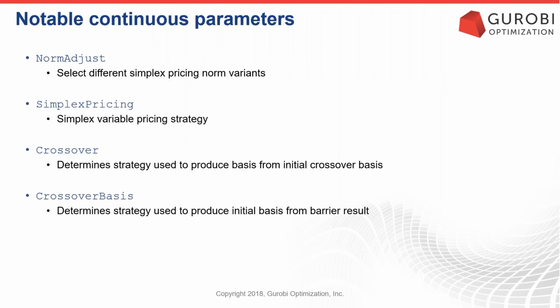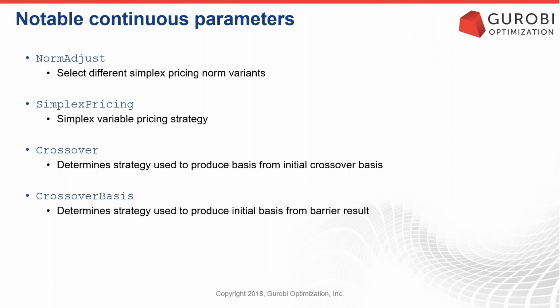There are also some other parameters for continuous algorithms, and you should be aware of them. It's not so easy to improve performance by just changing them, so for most models, it doesn't help. But if you're really looking for the best performance for your model, sometimes it's worth looking at them. For example, for simplex, you can adjust the norm, and you can adjust the pricing strategy. Those are the two most common simplex parameters that you can change.